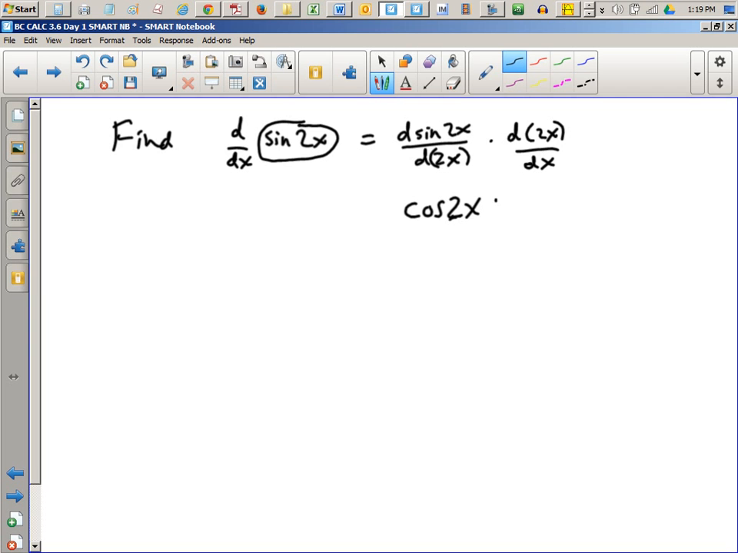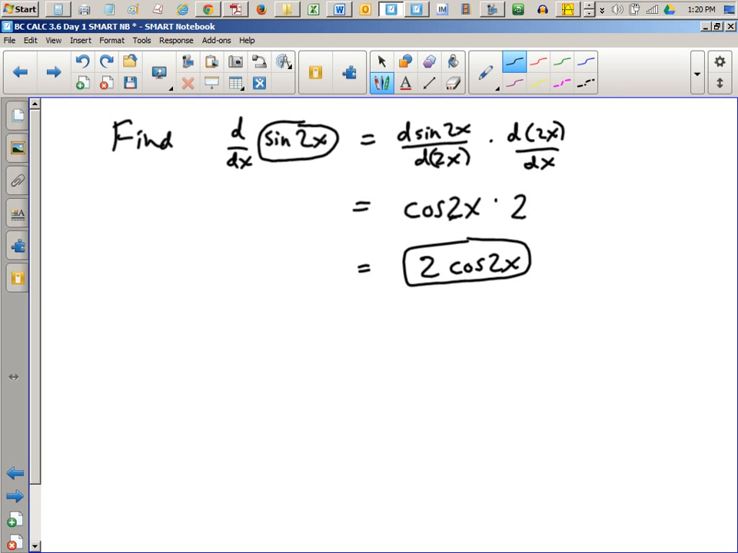Now we're going to take the derivative of 2x. That's simple enough. What's the derivative of 2x? 2. So the answer is 2 cosine 2x. This is the same answer I got when I did it with identities, only this is a lot faster. So the idea is we have an outer function and an inner function. First we look at the outer function. We say, oh yeah, that's a sine, so the derivative will be cosine.